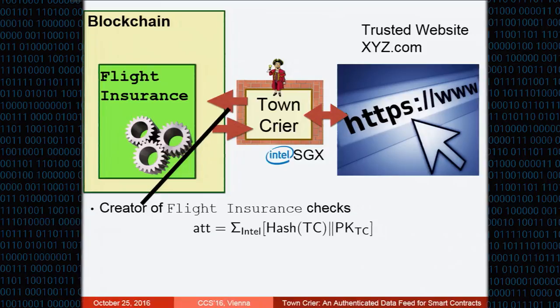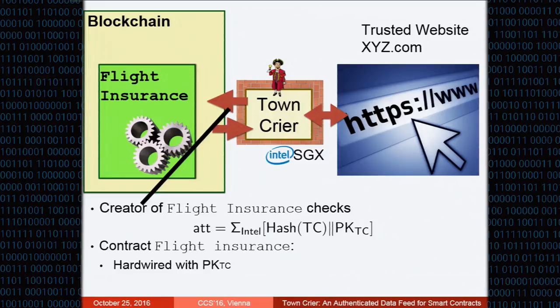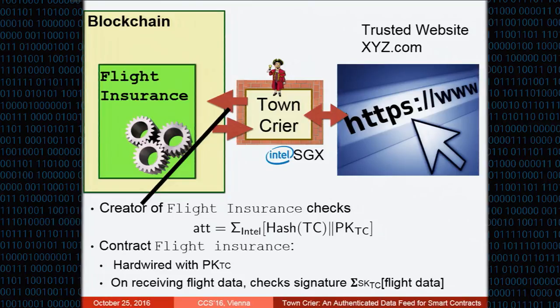The creator of this smart contract will have to first verify that this attestation is indeed from Town Crier, this TC, and it is endorsing a public key. And after verifying that, the creator will hardwire this contract with the public key, and this contract will only accept messages that are signed by the corresponding secret key.